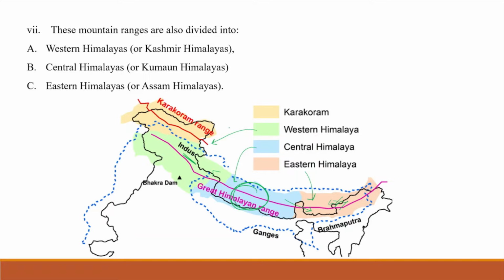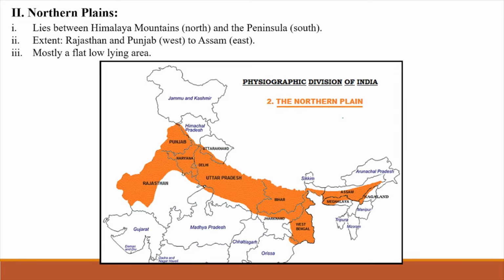Western Himalayas are also known as Kashmir Himalayas because they're present mostly in the Kashmir region. Central Himalayas are known as the Kumaon Himalayas and Eastern Himalayas are known as the Assam Himalayas. Assam is in the east, so you'll understand when you have a map plotting, you can remember this and you can shade this region for Eastern Himalayas, if asked.